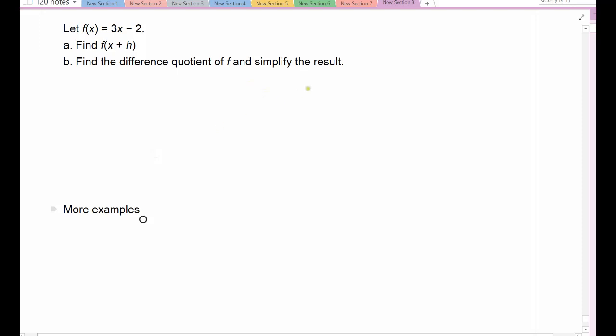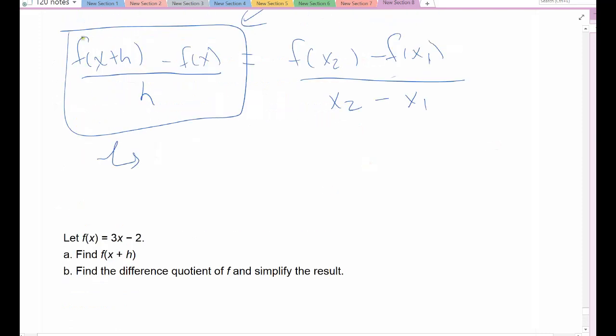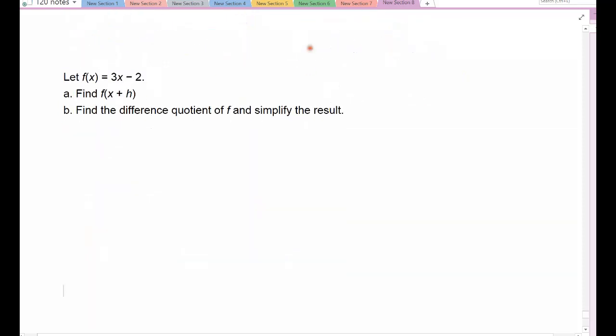Alright, so they sort of break it down because, again, the hard part is that x plus h. Right? That is the hard part. So we do that first. So part A is asking you to just do this first part. Then we'll do the rest of the difference quotient once we set up that. So A is just asking you to find f of x plus h.